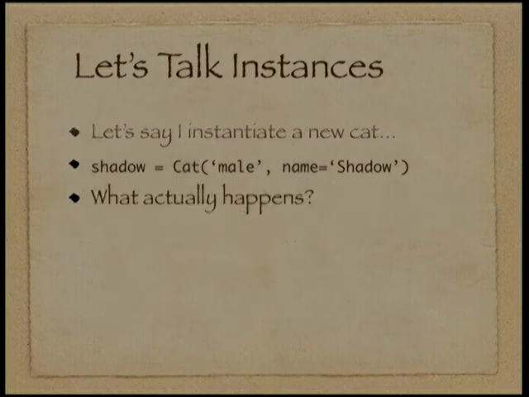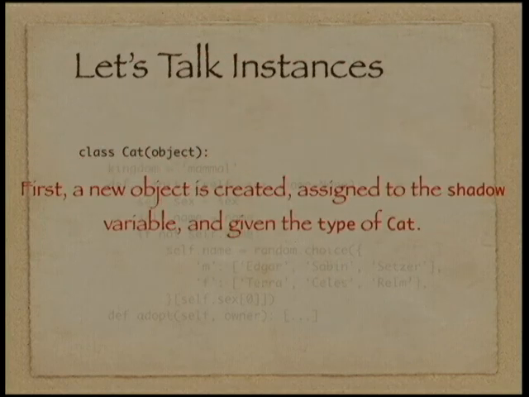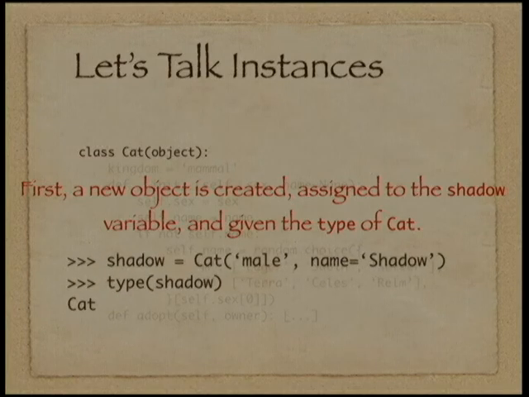What actually happens? Well, the first thing that happens is a new object is created, and it's assigned to the shadow variable and given the type of cat. I'm going to talk more about type in a minute. That's a very important word. And if you were to do this code in the Python shell, this is what you would get. Type would come back as cat.